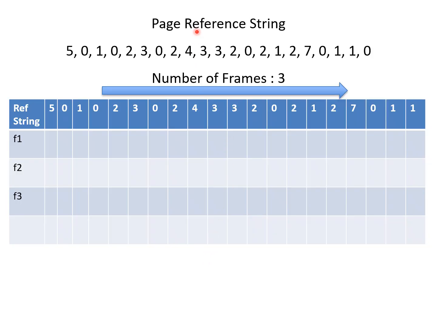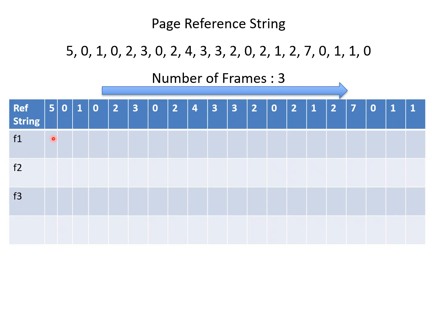Now we'll go through one example. This is a page reference string and the number of frames is 3. As per the optimal page replacement algorithm, it is going to replace the page whose use is furthest in the future with the currently requested page. The page not used for the longest period of time is the one replaced. So the number of frames is 3 here.